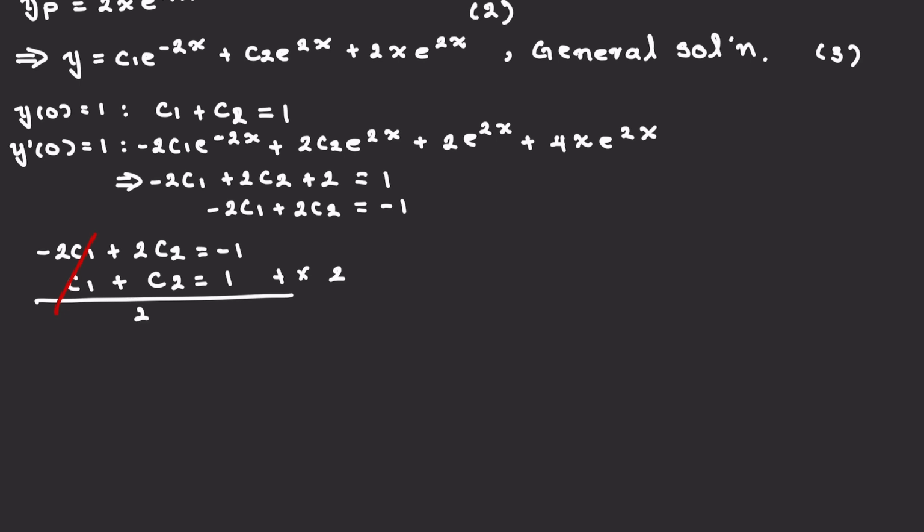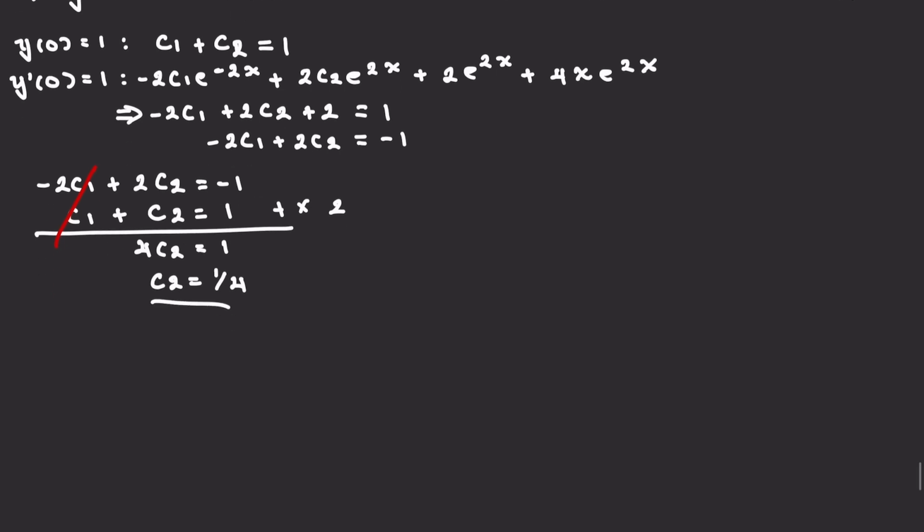Wait, we used the wrong color here. 4C2 equals -1 + 2, which is 1. So we get here C2 equals 1 over 4. Double checking, -1 + 2, yep, is 1.